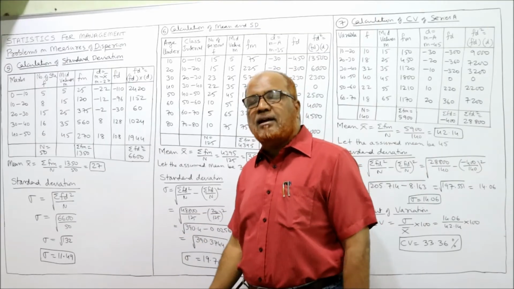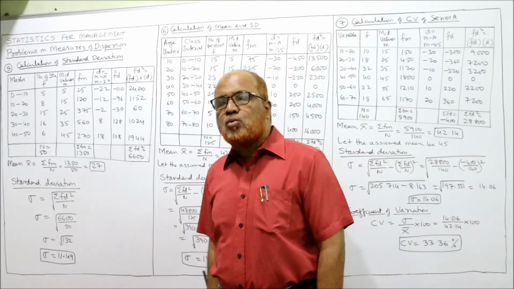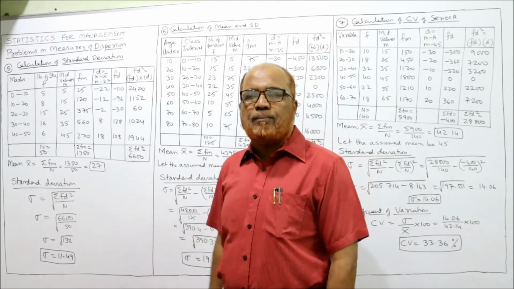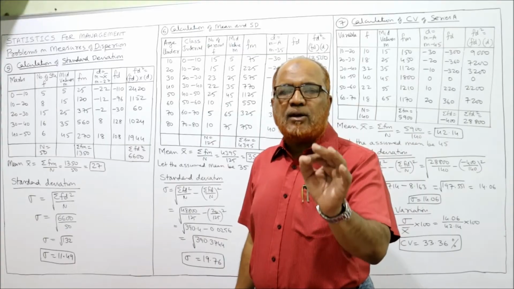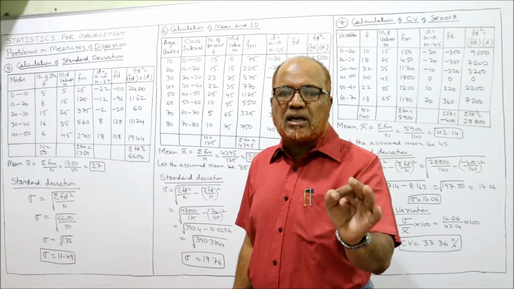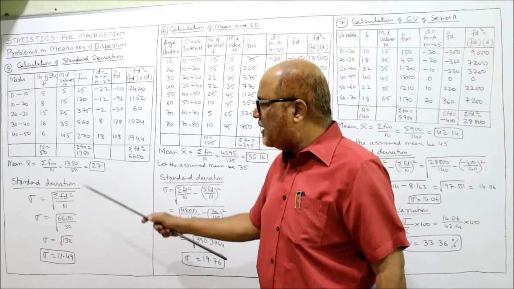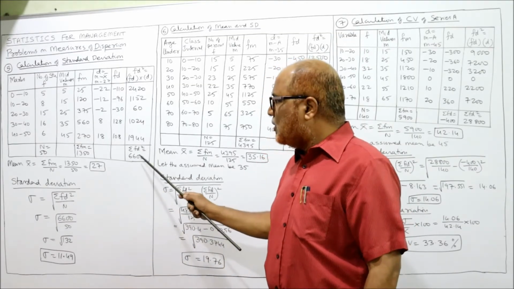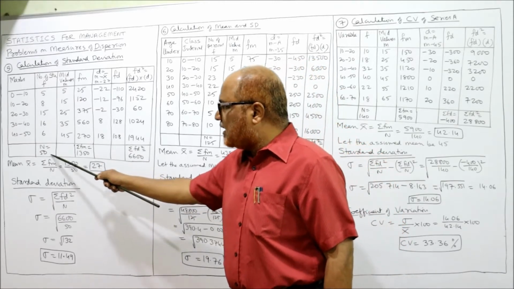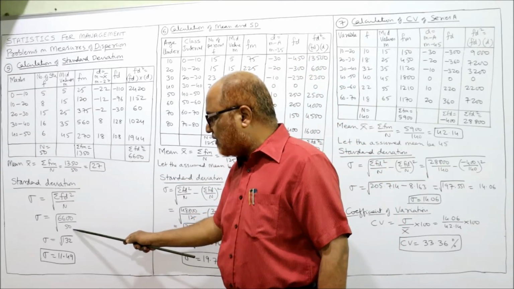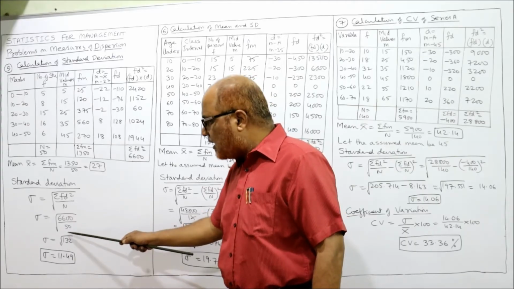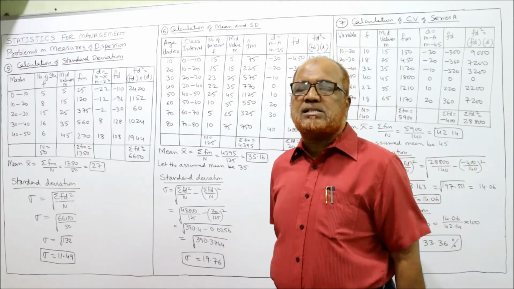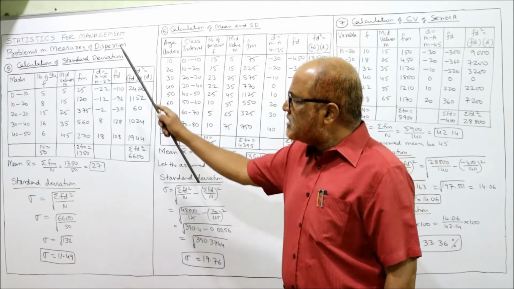Now apply the formula. Standard deviation is equal to the square root of summation FD square by N. Very simple, easy formula. This formula will be applied only when deviations are taken from the actual mean. Here deviations are taken from the actual mean, not assumed. So 6600 divided by 50, you will get 132. Under root 132, you will get 11.49. That is the standard deviation. That's all. This is the fifth problem.